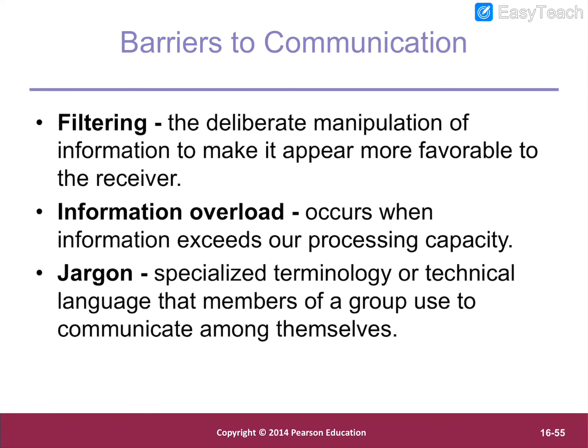This is the barrier that people normally talk about in communication. First, filtering. Filtering means you manipulate the information to make it appear more favorable to the receiver. For example, you are the manager, and your employees are complaining about something, and you are the one who received that complaint. You filter that complaint and make it sound good when you go to the top management. So the top management doesn't know what actually happened below. You manipulate the information to make it appear more favorable to the receiver.